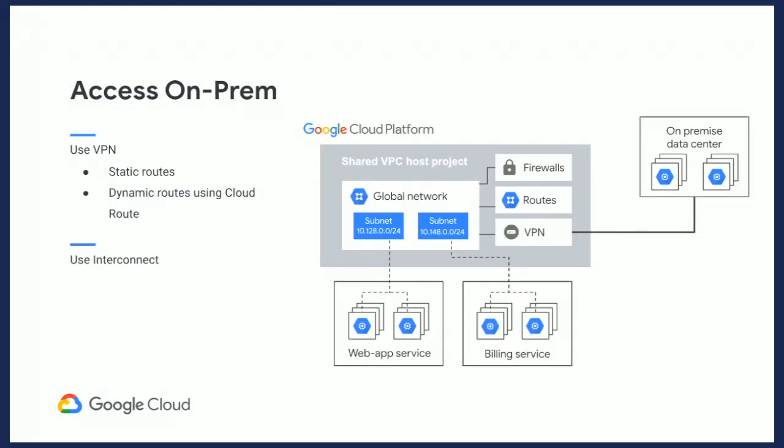So that brings us to the next question. How do you access on-prem? Now, there are multiple ways of connecting to your on-prem network. You can either use VPN, which also allows you to specify two methods. You can either use VPN with static routes, or you can use dynamic routes using Cloud Router. And the other method is to use interconnects, where you are directly peering with us, or you can use partner interconnect, where you're paying a partner for directly peering with us, and you're paying them for the bandwidth that is used.